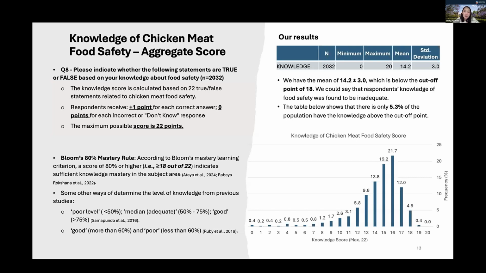So on the right-hand side, we've got our results for this knowledge score in our sample. You can see that amongst the 2,032 respondents, no one has reached 22 points. So it's ranging from 0 to 22 points for our sample. The mean is 14.2 with 3 points of standard deviation.